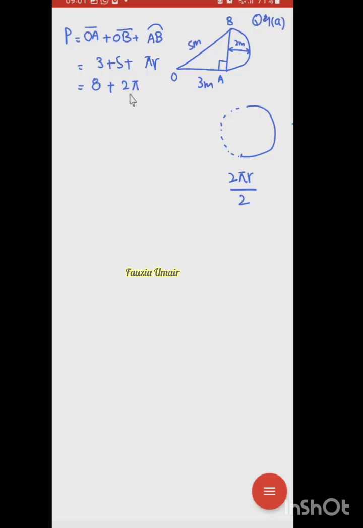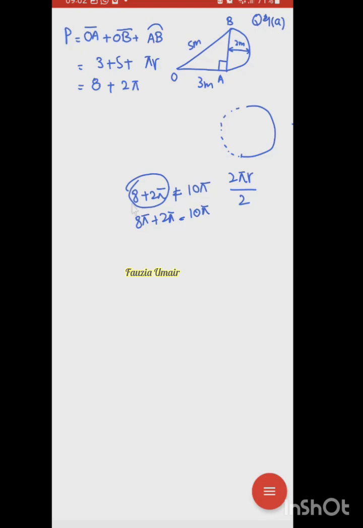Now look, this is the situation I was talking about. I cannot add 8 plus 2 pi. I cannot say 8 plus 2 pi is 10 pi, okay? 8 plus 2 pi is not 10 pi, right? If it were 8 pi plus 2 pi, then we would say this is 10 pi. So these are unlike terms. Pi makes this an unlike term, and unlike terms cannot be added together, right?